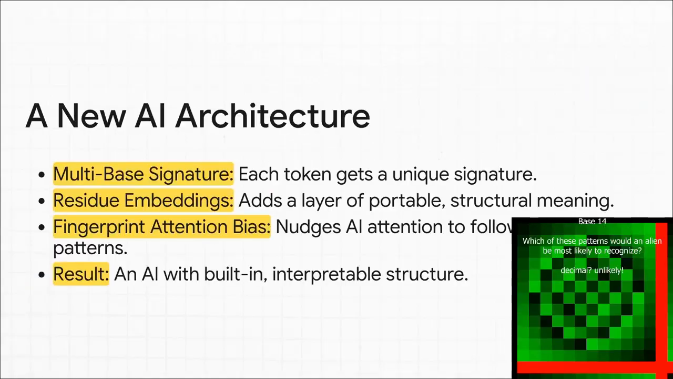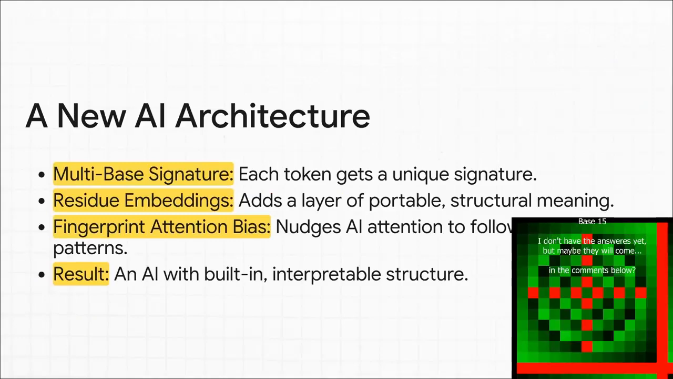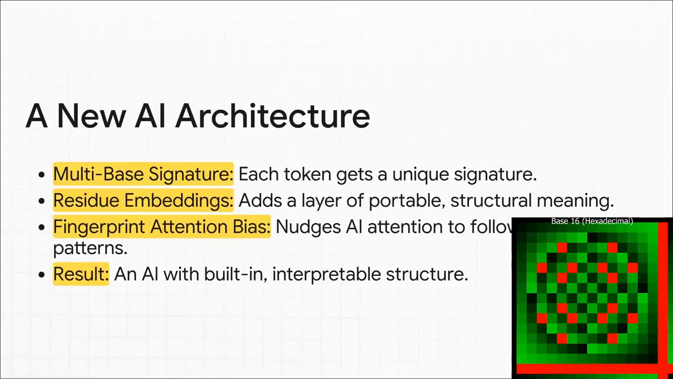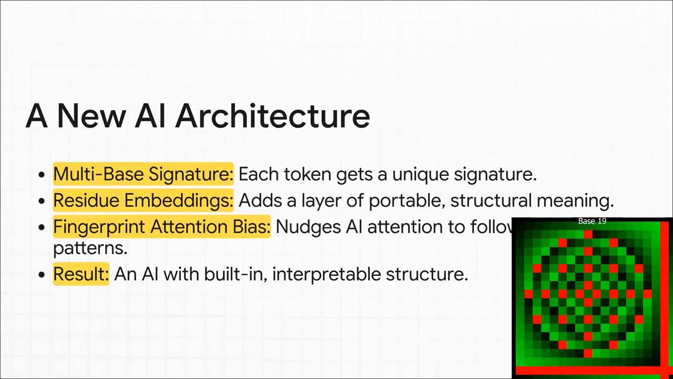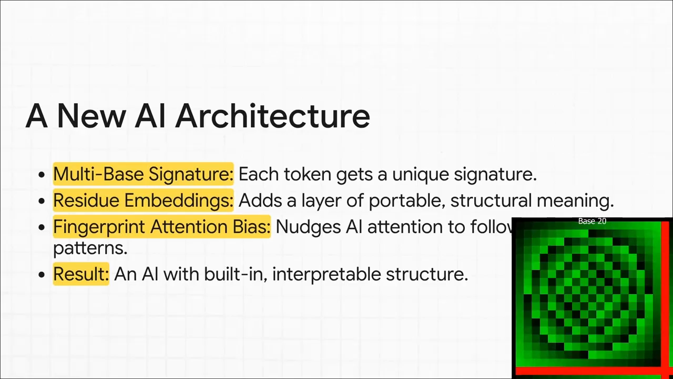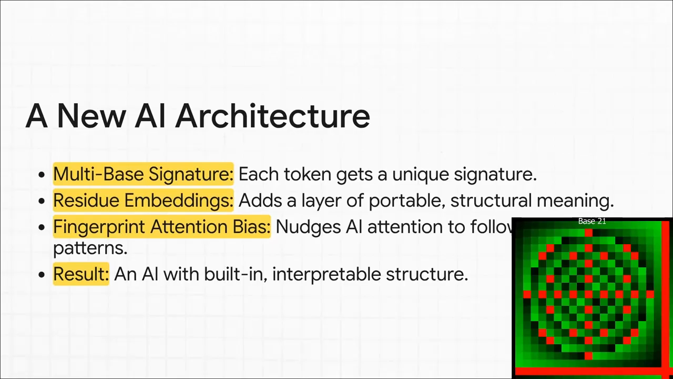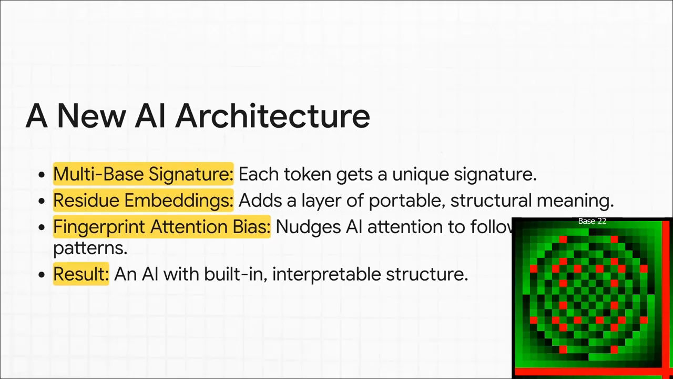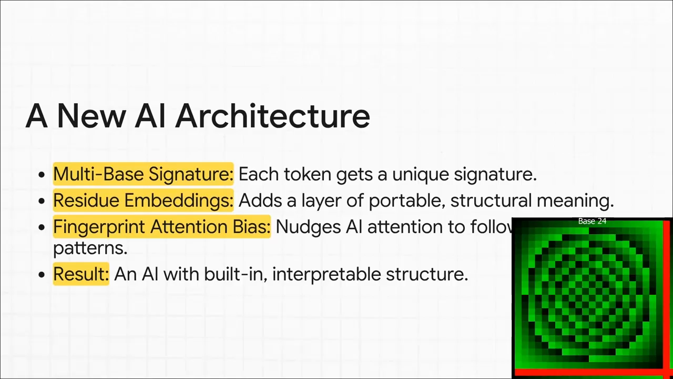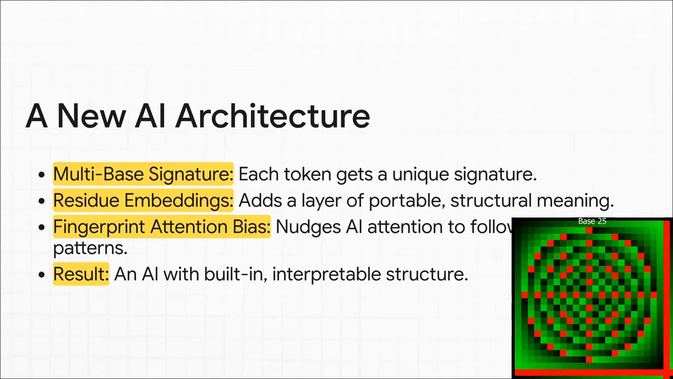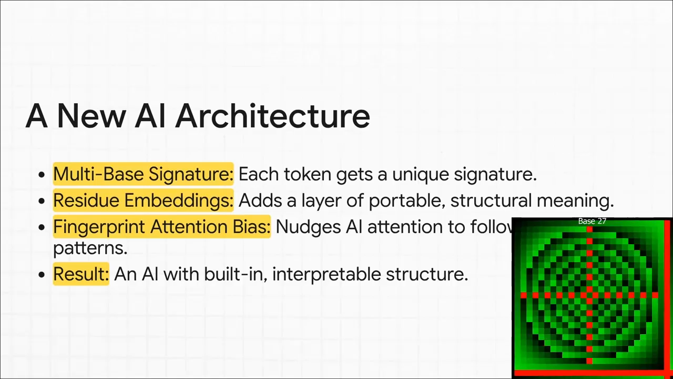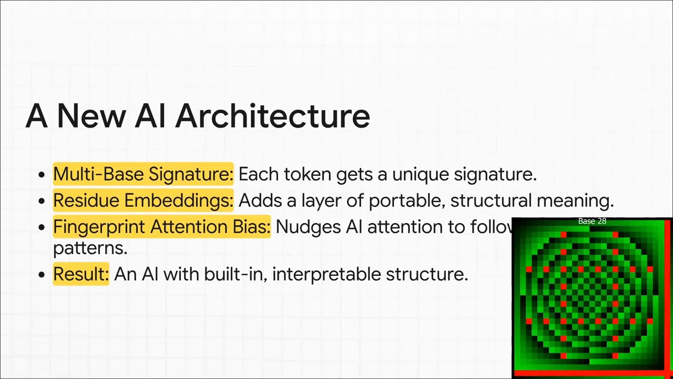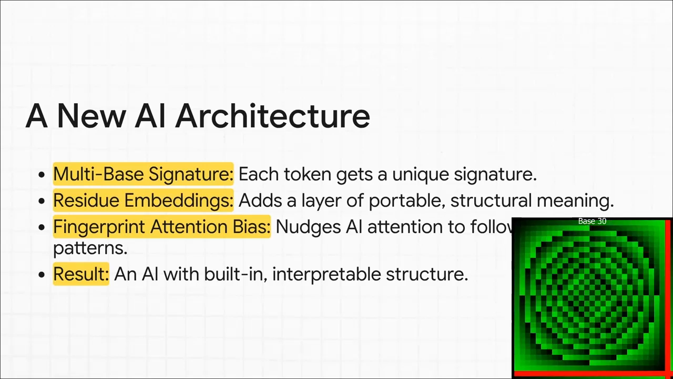So how would it actually work? Well, you can think of it like giving every word a unique mathematical fingerprint. You'd calculate its digital root, not just in our normal base 10 system, but in several different number bases. This would create a really rich, unique signature. That signature then gives the AI a built-in sense of structure. From there, you just gently nudge the AI's attention to follow the logical patterns that are already baked into that fingerprint. The potential result? An AI whose reasoning we can actually follow because its logic is based on a structure we can see and understand from day one.